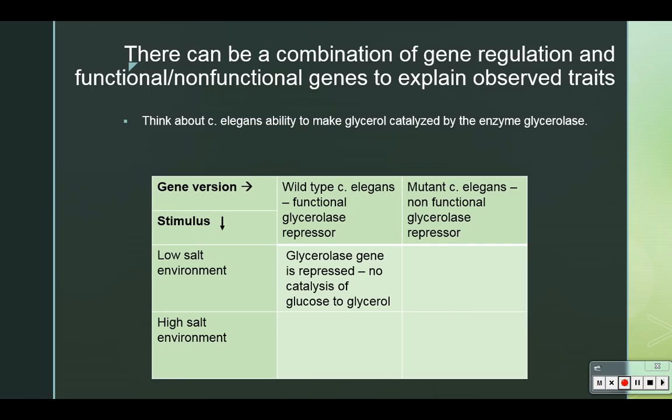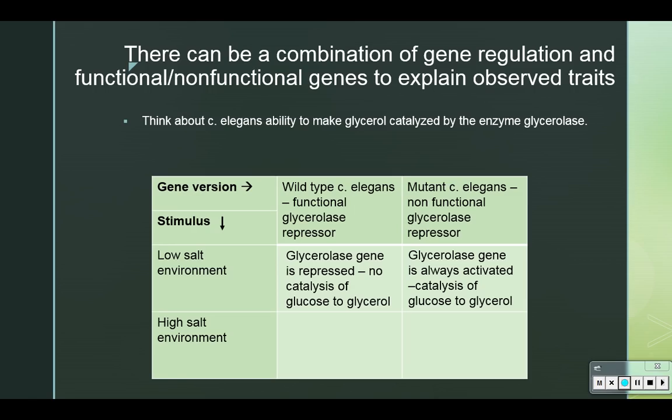So there's no catalysis of glucose to glycerol. And again, you then are saving ATP because you're not making stuff you don't need. But in a mutant C. elegans, even in the low salt environment, that glycerolase gene is going to be activated. And so you are going to see a catalysis of glucose to glycerol.